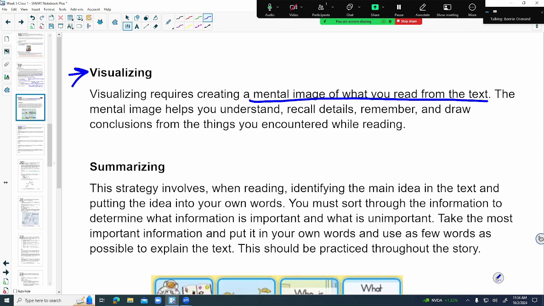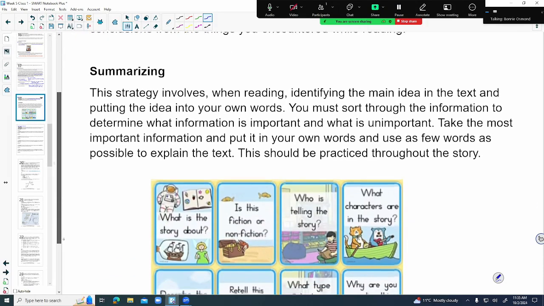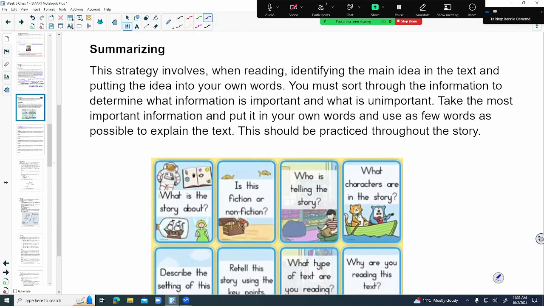The mental image helps you understand, recall details, remember, and draw conclusions from the things you encountered while reading. So again, visualizing is based on our experiences. If you've never met anybody that's tall with brown hair and green eyes, you'd have a hard time visualizing that. So it's based on what we know, what we've read before.